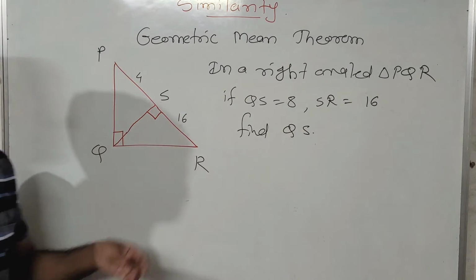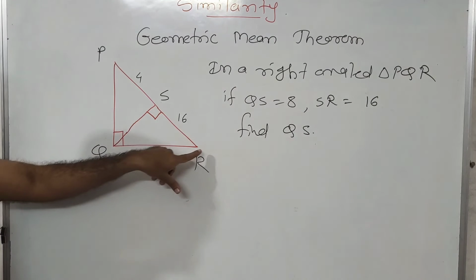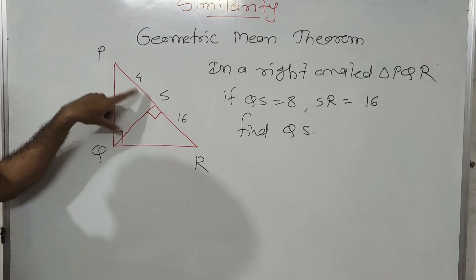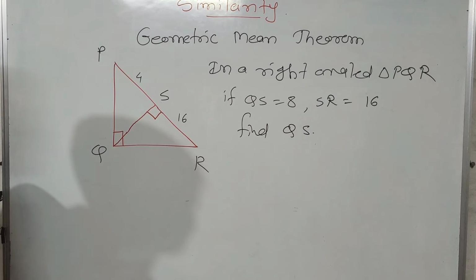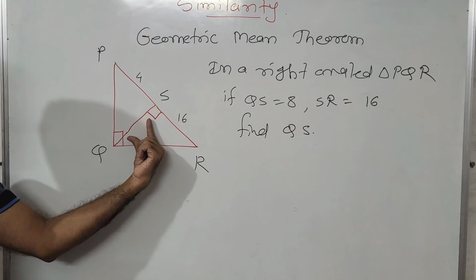So this is another question in a right angle triangle PQR. So this is the right angle triangle PQR given, where QS is perpendicular to hypotenuse PR, where QS is 4, SR is 16, and from that we have to find QS.